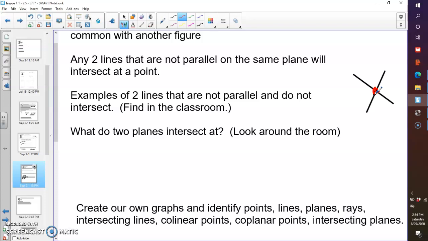So we can agree that lines will always intersect at a point. If lines are going to intersect, they will intersect at a point, and they will only intersect at one point. If you have two different lines, those lines are either never going to intersect or intersect at one point. Lines can't intersect at more than one point. So don't try. The second one is, where do planes intersect?